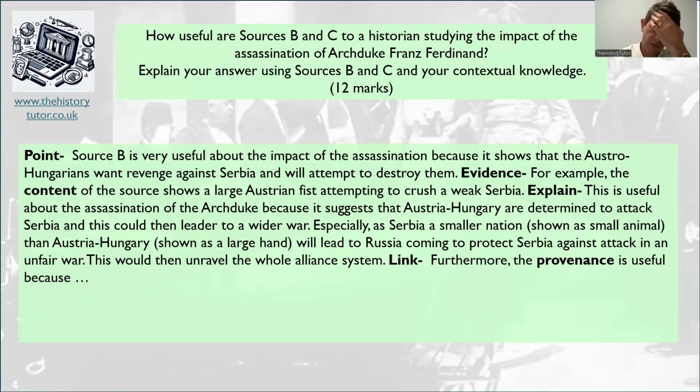So you can explain that, obviously, the Serbians are not handing over the murderers. So Austria-Hungary are getting ready for war to crush the naughty Serbians.